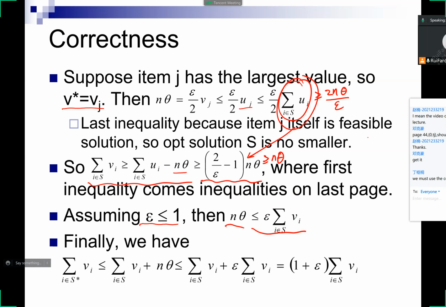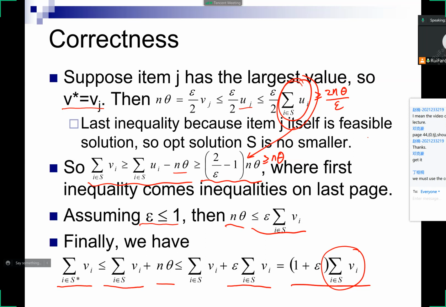So now we can finally put everything together. From the previous page, we have that the optimal solution is going to be no more than our solution using these v values plus n theta. And n theta is no more than epsilon times our solution's value. So this comes out to 1 plus epsilon times our solution's value being at least as large as the optimal solution. And so therefore we achieve a 1 plus epsilon approximation.